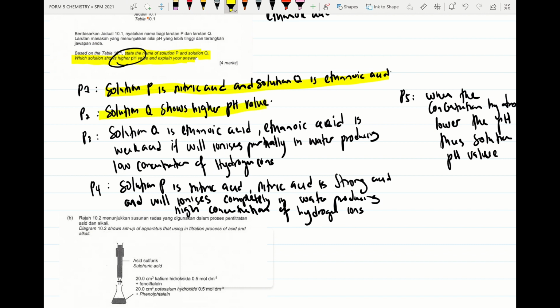Solution Q shows higher pH value. All right. Then solution Q is ethanoic acid. Ethanoic acid is a weak acid. It will ionize partially in water, producing lower concentration of hydrogen ion.